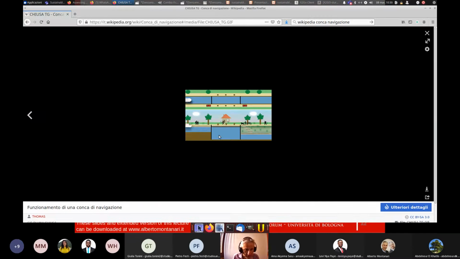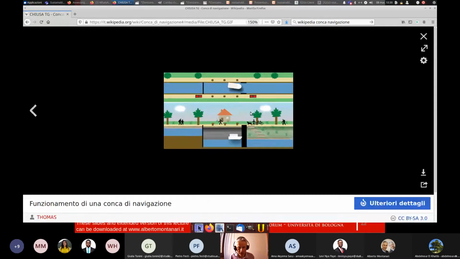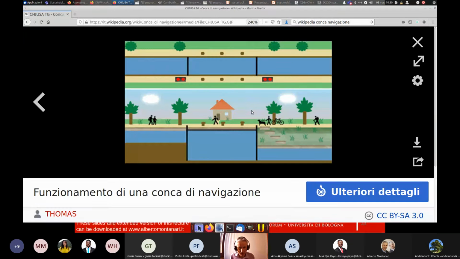Okay, here it is. Finally, I found what I wanted to see. Just one second, I am expanding it. So this is how a navigation dock works. You see that there is a difference in elevation between upstream and downstream. So if a boat comes, then you open the gate upstream in order to allow the boat to get into the dock.